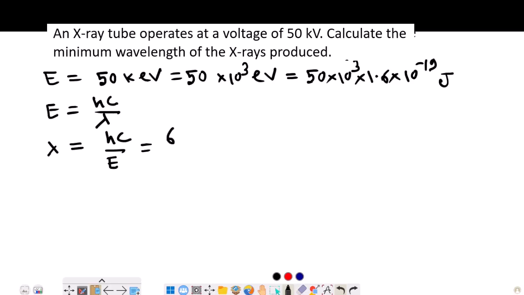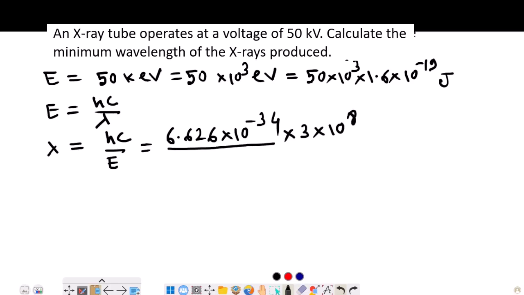Here h is equal to 6.626 × 10^-34. c is the speed of light, that is 3 × 10^8 meter per second. And E is the energy of the X-ray, which is 50 × 1.6 × 10^3 × 10^-19, that is 10^-16, since -19 plus 3 gives -16, in joule. So the wavelength lambda is in meter.